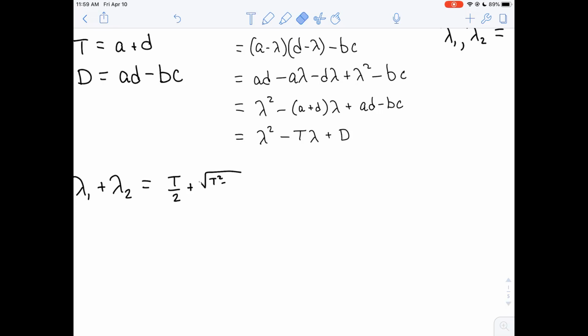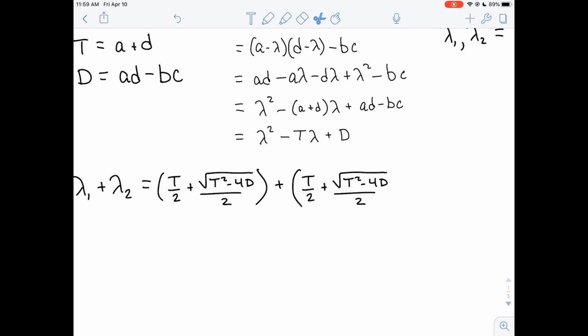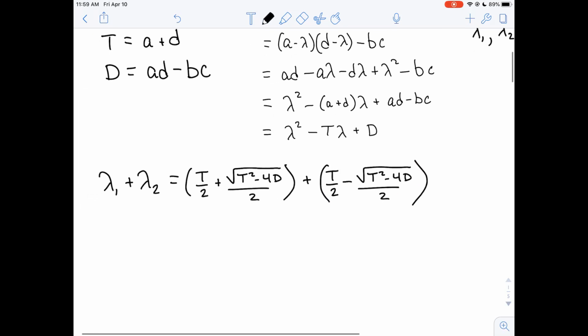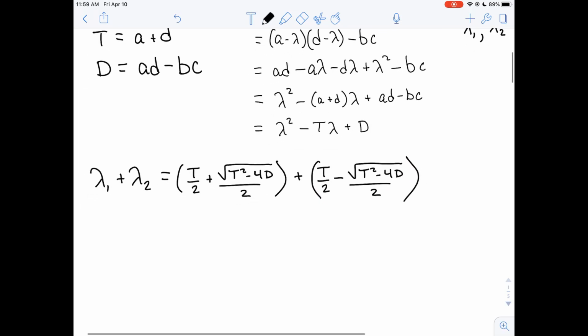Let me make this a little bit easier to see by making that larger. t squared minus 4d, and that's all over 2 too. So here's the first eigenvalue, and add that to the second one, which is going to be the same thing but minus. So let's just copy this, but minus. Okay, so here's the two eigenvalues added together using the quadratic expressions for them.